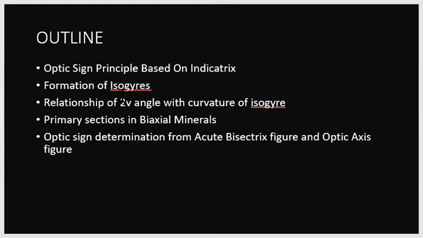Formation of isogyres, relationship of 2V angle with curvature of isogyre, primary section in principle in biaxial minerals, optic sign determination from acute bisectrix figure and optic axis figure. We also will discuss other sections so you get a brief idea about how to determine the optic sign.